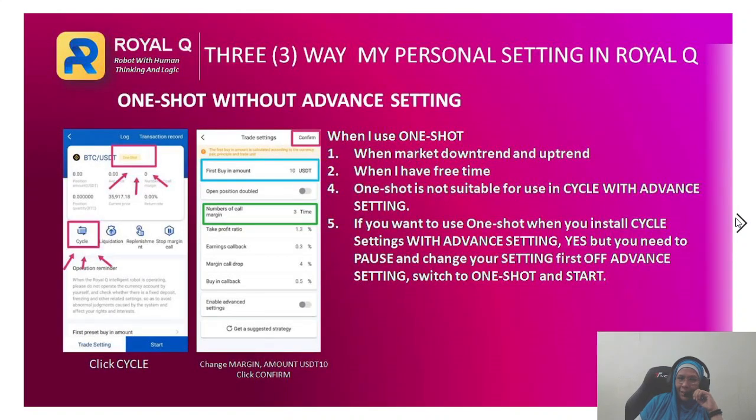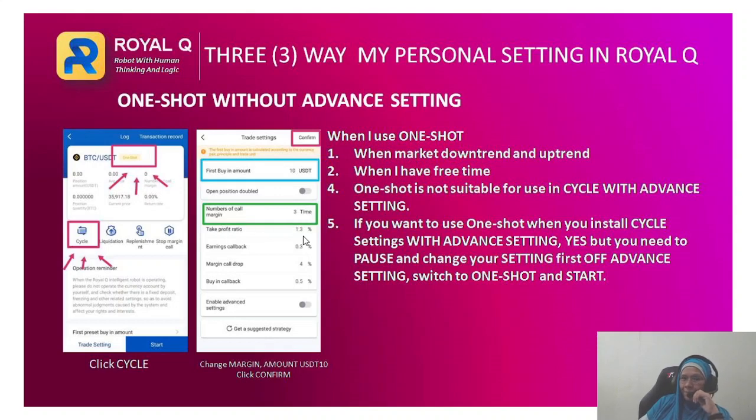So I think all of you already know how to click here. Then one setting comes out, one shot, yeah, and then we make some changes in here. First buy, I always suggest use 10 USD first, yeah, and then for the number of call margin we just write 3, yeah.